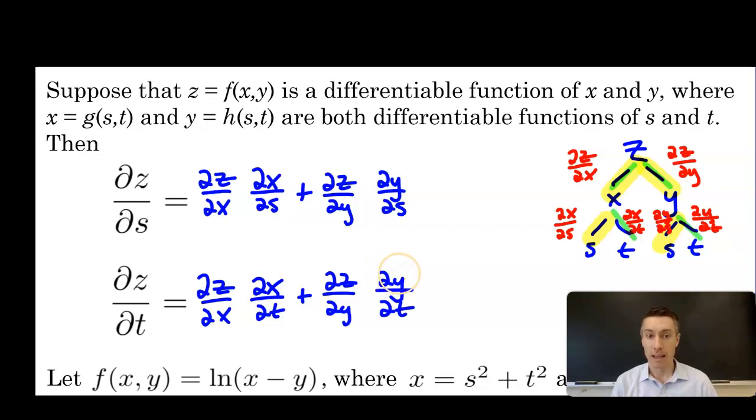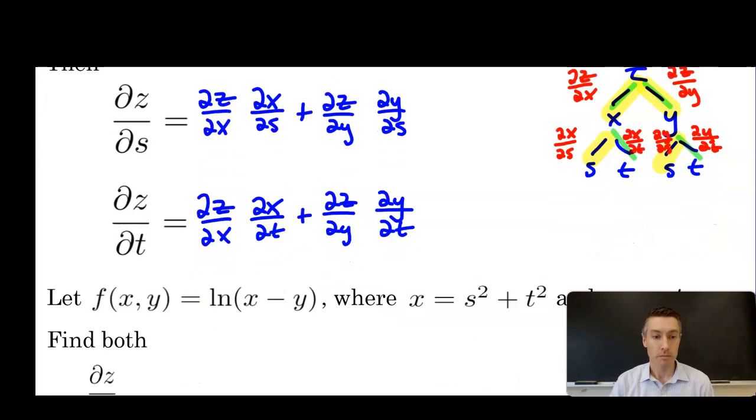Now we have two partial derivatives, with respect to s and with respect to t. Just like earlier, we could plug x and y in terms of s and t into the function, get a function of s and t, and then differentiate. But this manner of organizing just makes life a lot easier.